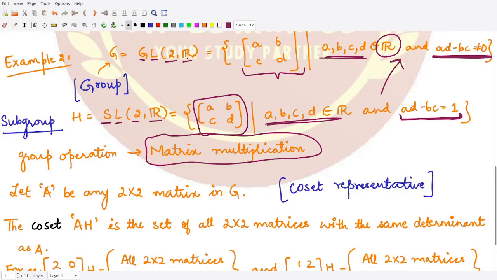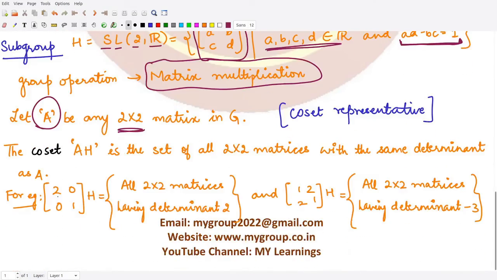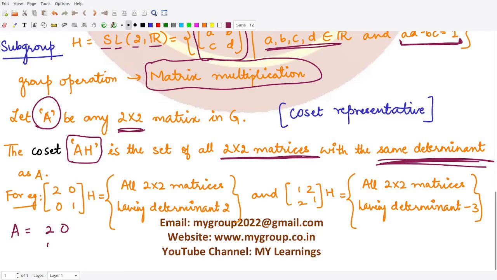If we are selecting it from group G, it would be a 2 cross 2 matrix with a non-zero determinant. Using this we can create a coset which we call AH. This coset would consist of the set of all 2 cross 2 matrices with the same determinant. How is this so? Let's suppose we have selected A as this one, [2 0; 0 1]. What is the determinant of this A? The determinant here is equal to 2.